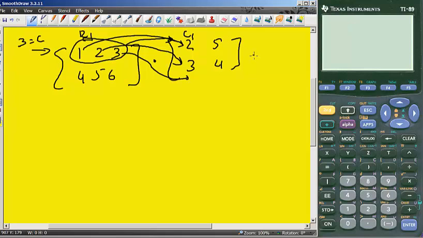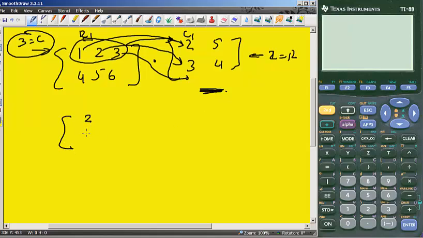That's a question that shows up on the SAT too. So this one has 2 rows. So whatever the number of columns you have in the first one, you have to have the same number of rows in this one. So let's go the other way.